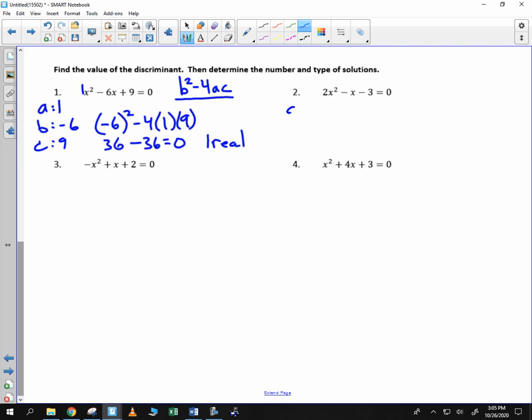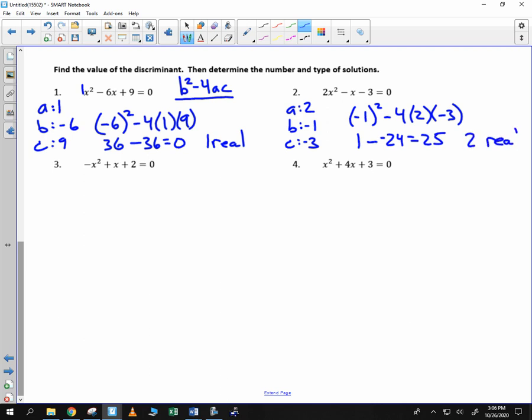In this situation, a is 2, b is negative 1, and c is negative 3. So we have negative 1 squared minus 4 times 2 times negative 3. 1 minus 4 times 2 is 8 times negative 3 is negative 24. You get 25. That's positive, so it means that there are two real solutions.